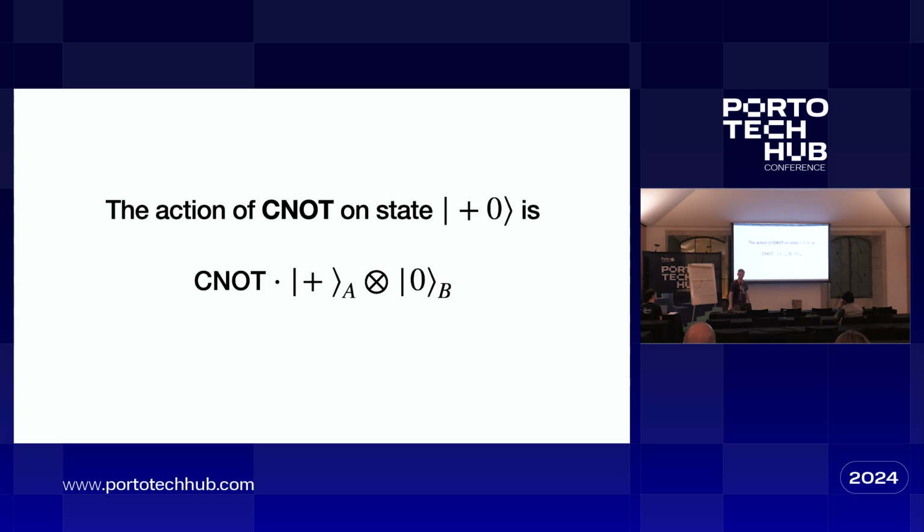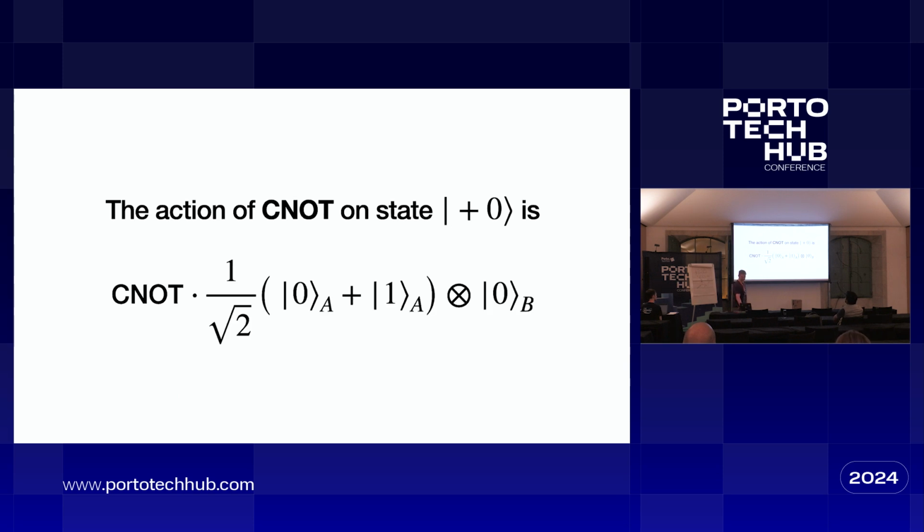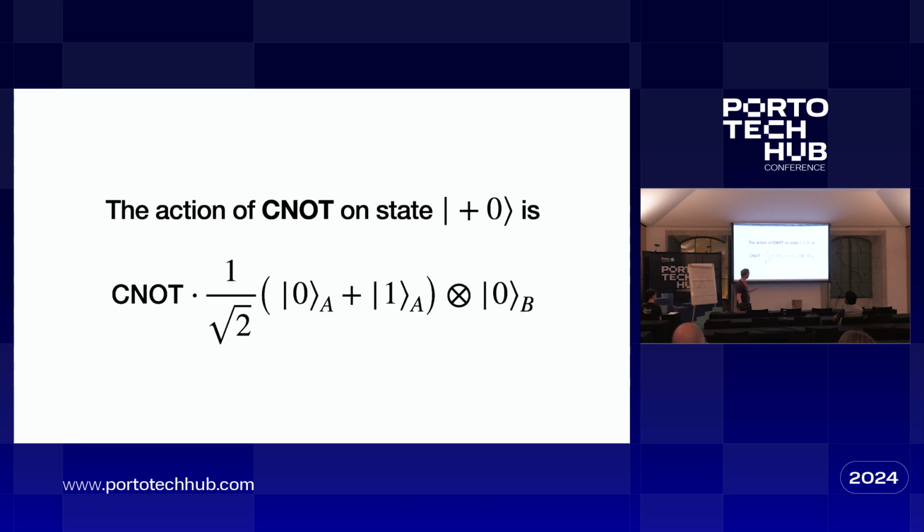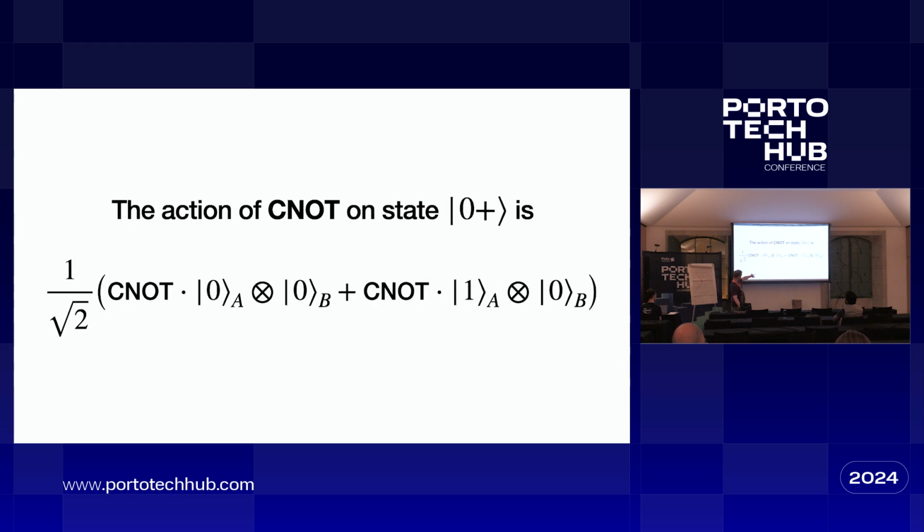Now we're going to act on it with C0. Remember, C0 says, if the first qubit is 0, I'm going to do nothing. If the first qubit is 1, I'm going to flip the other one. But now, the first qubit is in the superposition of 1 and 0. So we have to consider the action of C0 on this plus state, with the control qubit in the plus state. So we multiply that out. Now we have C0 acting on 0, 0, and C0 acting on 1, 0.